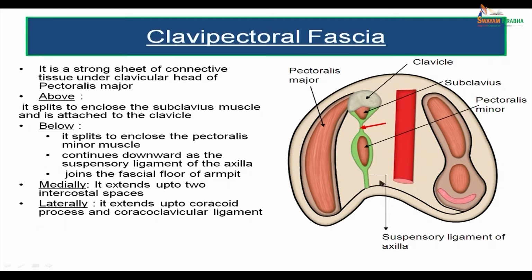Now it is called as the suspensory ligament of axilla. It joins with the axillary fascia. This is called as the clavipectoral fascia. It extends medially up to the two intercostal spaces, and laterally it extends up to coracoid process and coracoclavicular ligament.